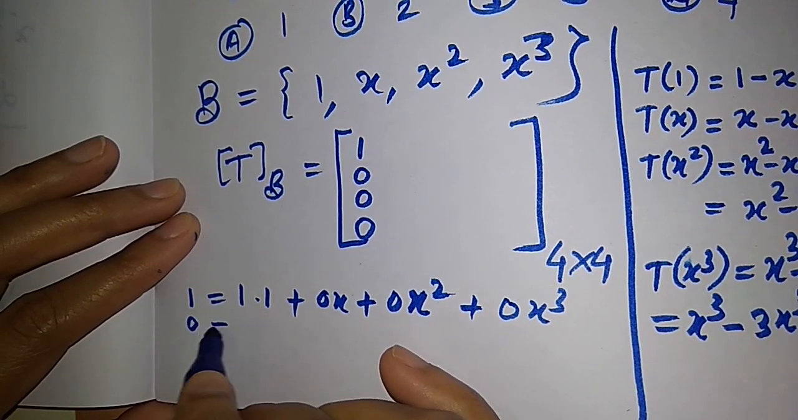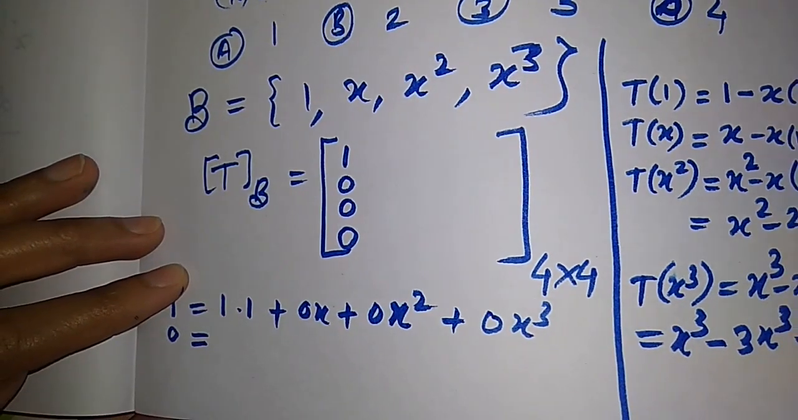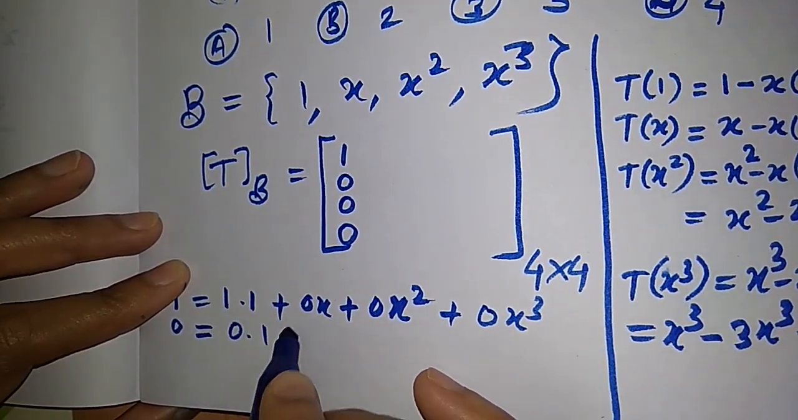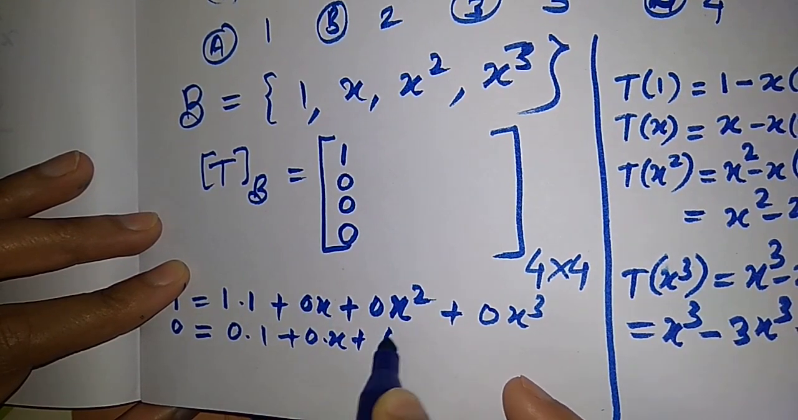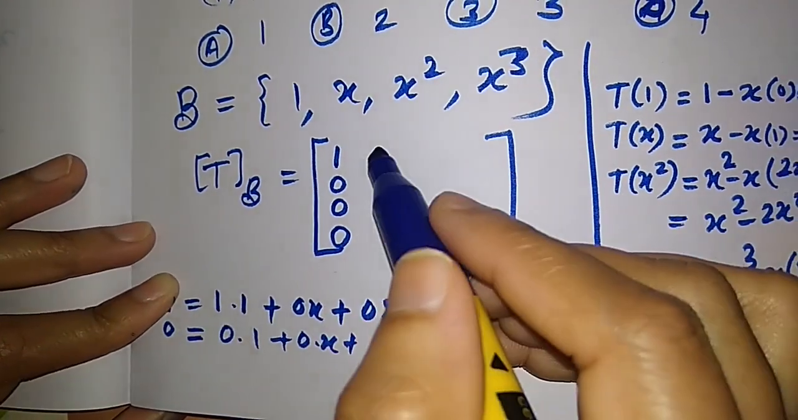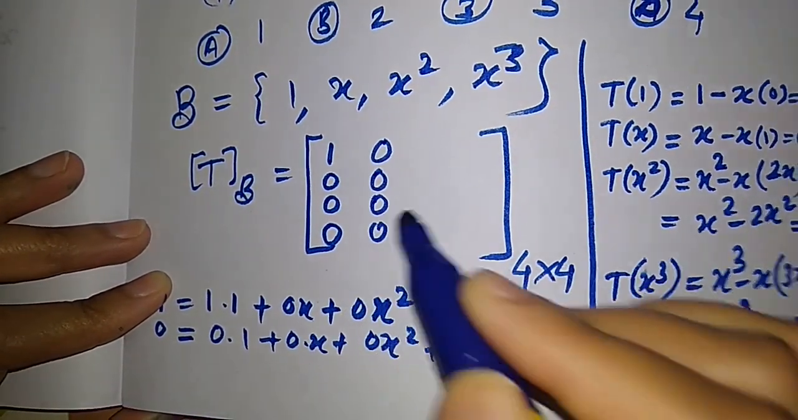Now for the second, the T of x is 0. So write this 0 in the linear combination of the basis elements. So 0 can be written as 0 into 1 plus 0 into x plus 0 into x square plus 0 into x cube. Now write these coefficients in the vertical column. So it is just 0, 0, 0 and 0.